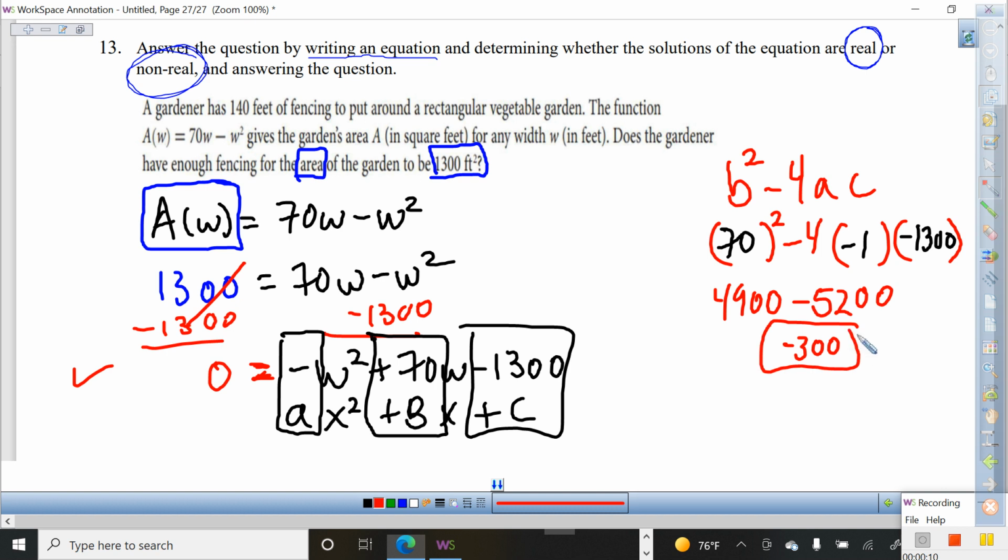Remember what that means. It means what, guys? No real solutions. So what kind of solutions do we get? Imaginary solutions, right? But are we looking for imaginary solutions to this problem? No, it has to be real. So if there aren't any real solutions, how can we answer this question? Does the gardener have enough fencing for the area of the garden at 1,300? Tell your neighbor what you're going to write for your answer, please.